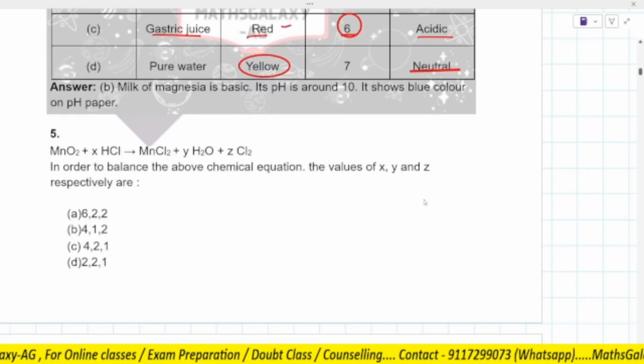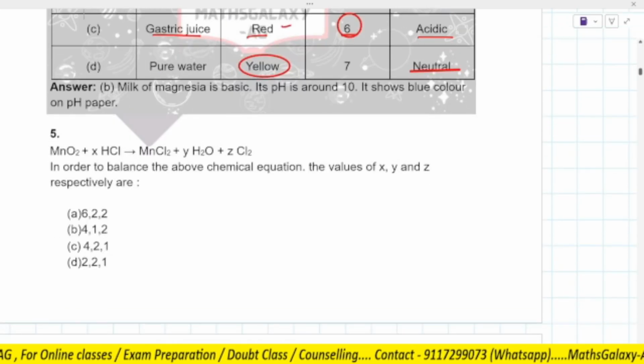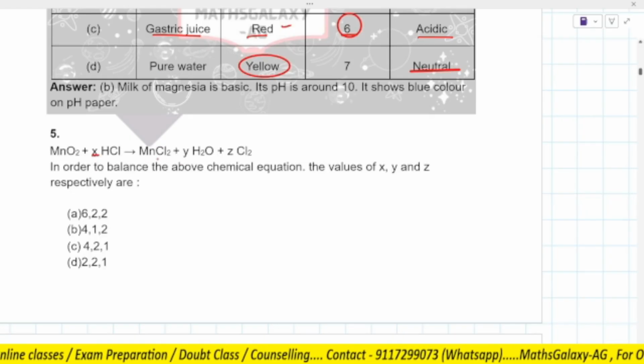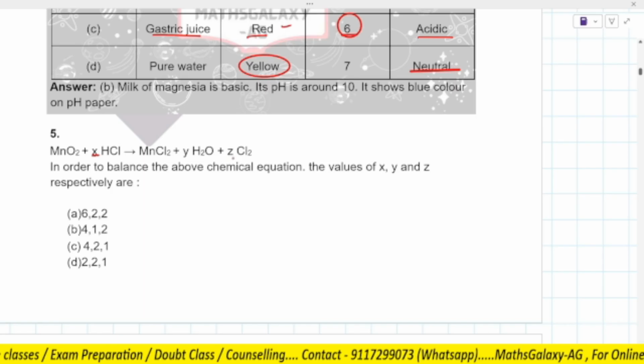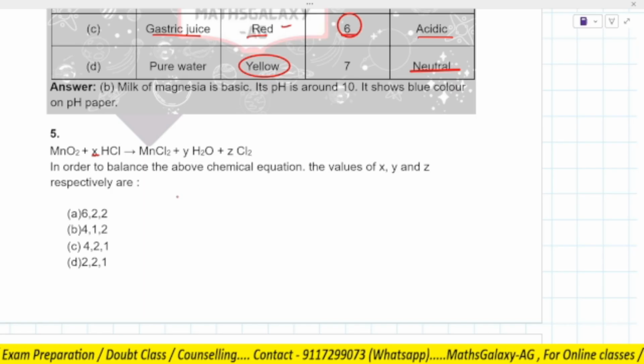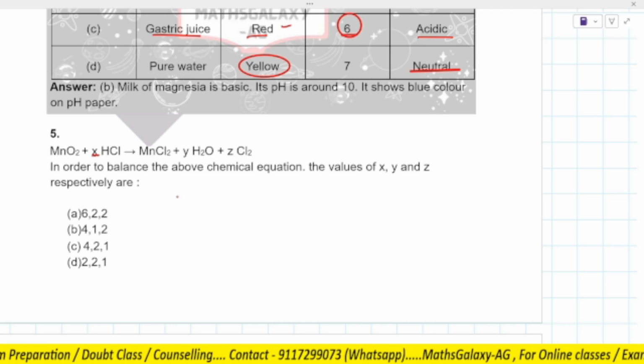Now MnO2 plus XHCl. Here we have to balance it: MnCl2 plus YH2O plus ZCl2. So balance it. Try to balance. Which one will it be?